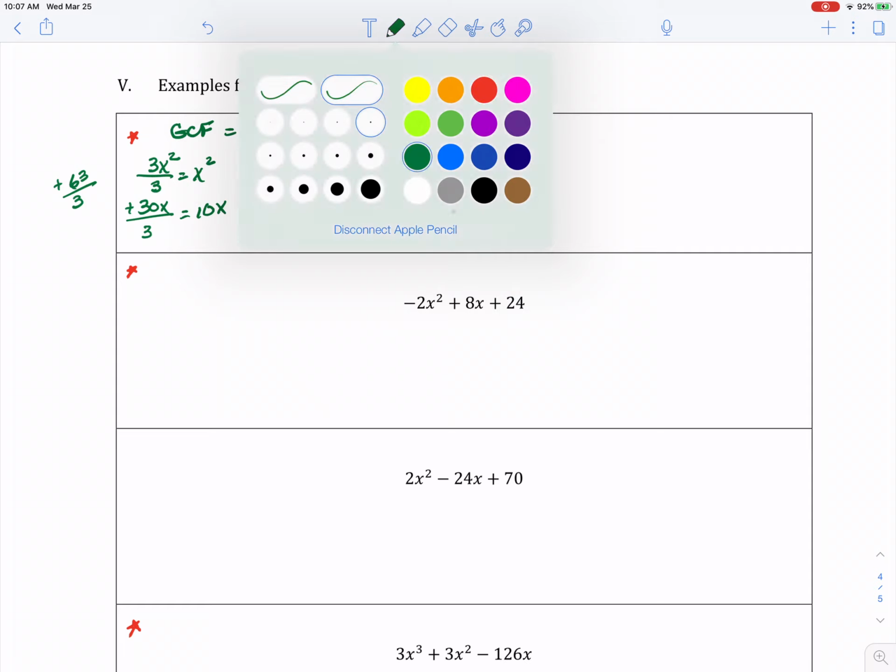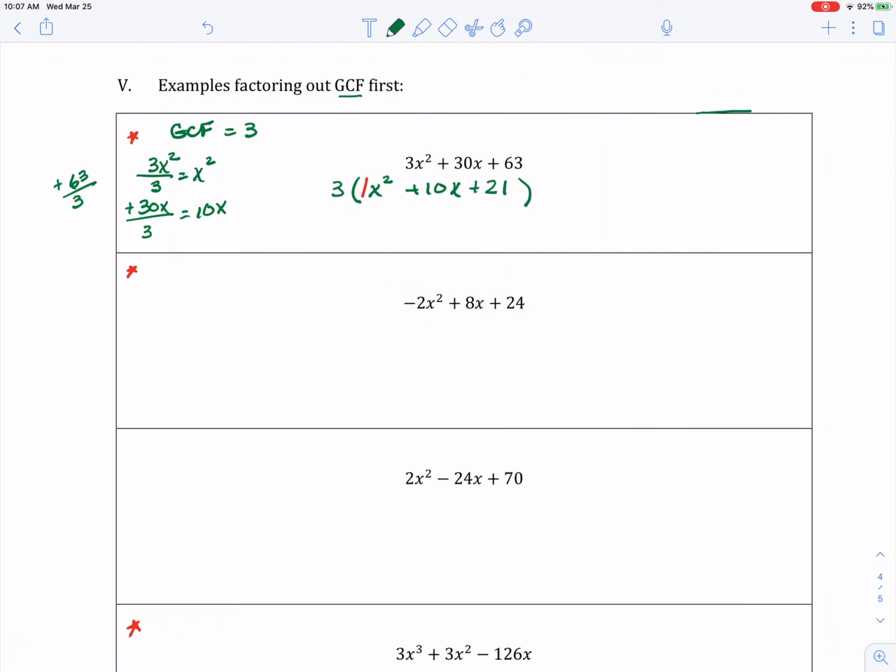So we can go over to the side, create our little table. And at the top of that little table, we're going to put positive 21. And we just remembered from the previous video that if that number is positive, it means both signs must be the same. So they're either going to be both positive or both negative. So let's start looking at all the ways that we can break down and factor 21.